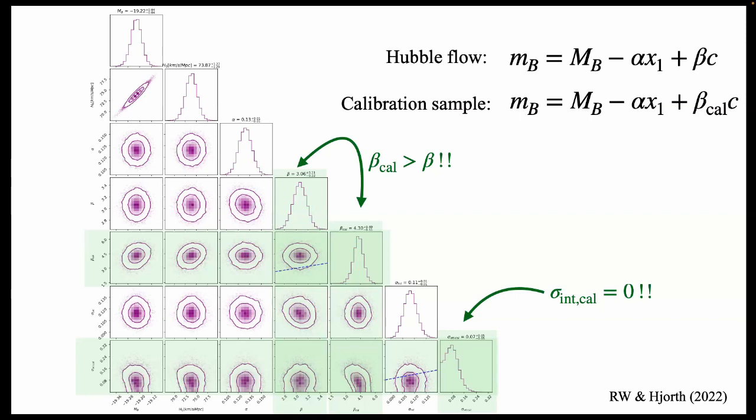If you focus on this panel and this panel, you can see the main point of this result: beta calibration is significantly larger than beta. If you want to count sigmas, this is 2.4 sigma. At the same time, you can see that there is no indication of intrinsic scatter, so the fit is consistent with zero intrinsic scatter. If you repeat this fit with zero intrinsic scatter, the difference between beta calibration and beta rises to 3.8 sigma. It's really strong.